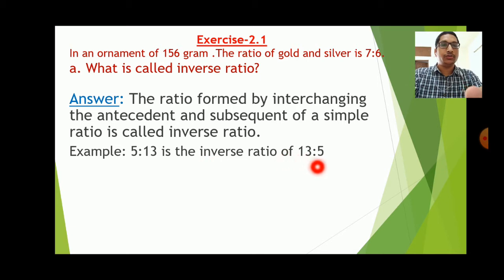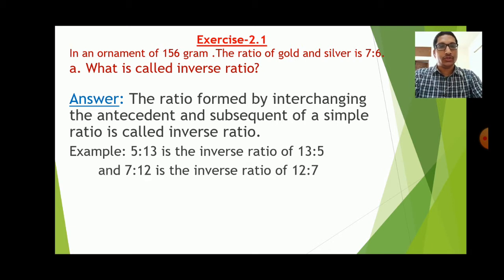of 13:5. That means here our main ratio is 13:5 and here the antecedent is 13 and the subsequent is 5. So if we interchange antecedent and subsequent, then we will get what? 5:13. So the inverse ratio of 13:5 will be 5:13. In this way we can give another example.